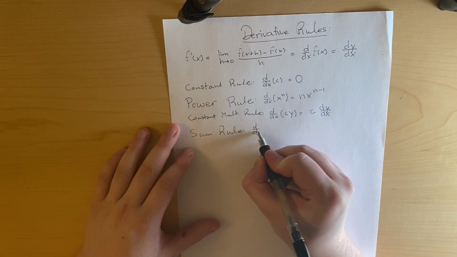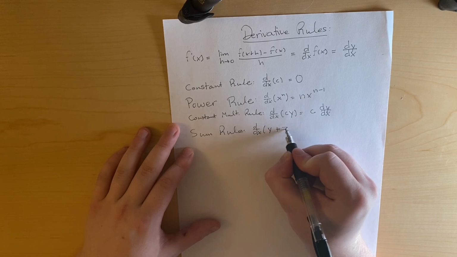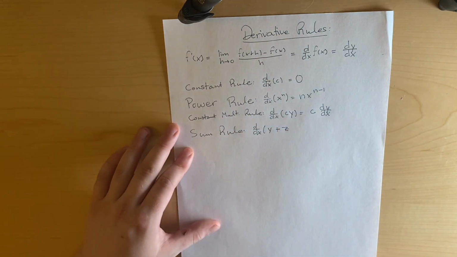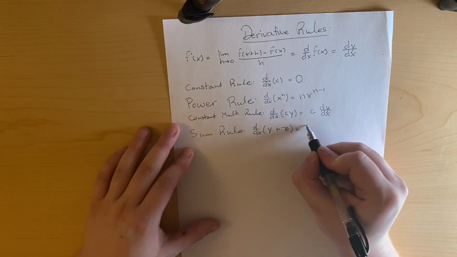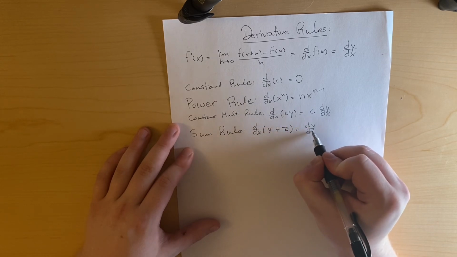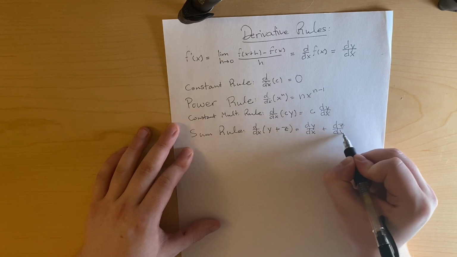But let's say you have a function y and you have a function z. This is the same as dy dx plus dz dx.